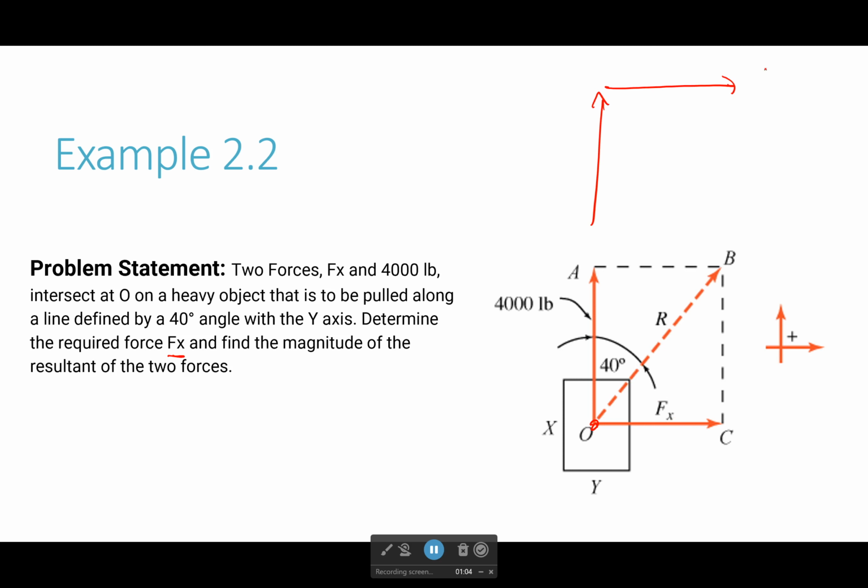Okay, so I'm going to redraw it as a triangle. This is Fx here. This is 4,000 here. This is a line right here, which we're going to call R. And this is 40 degrees. And what you see instantly is, wait a second, it's just a triangle. There's nothing crazy about this at all. And all I have to do is use my cosine of theta, sine of theta, to solve for everything. I'll be done. So let's see that done on the next page.